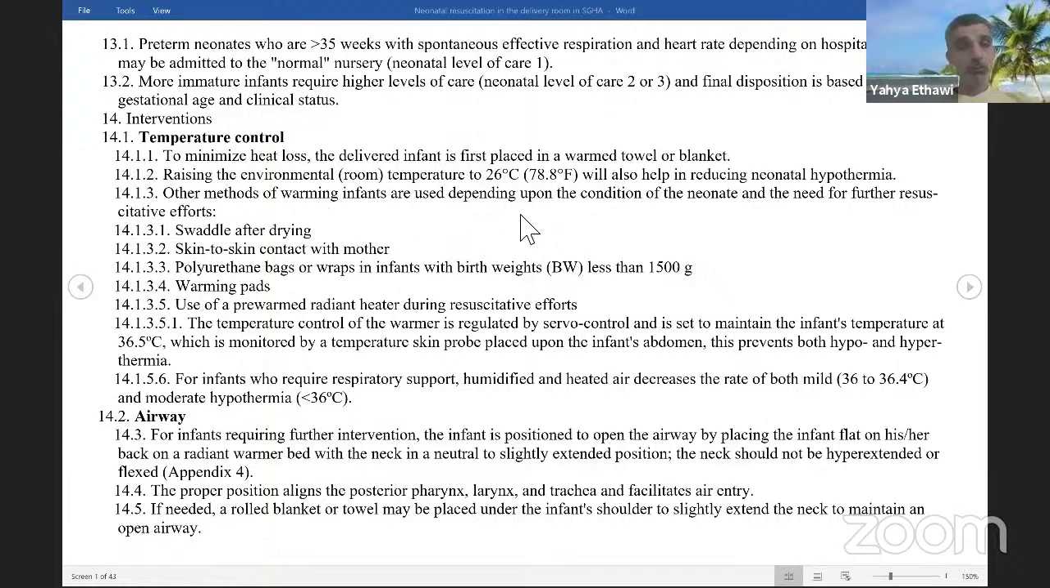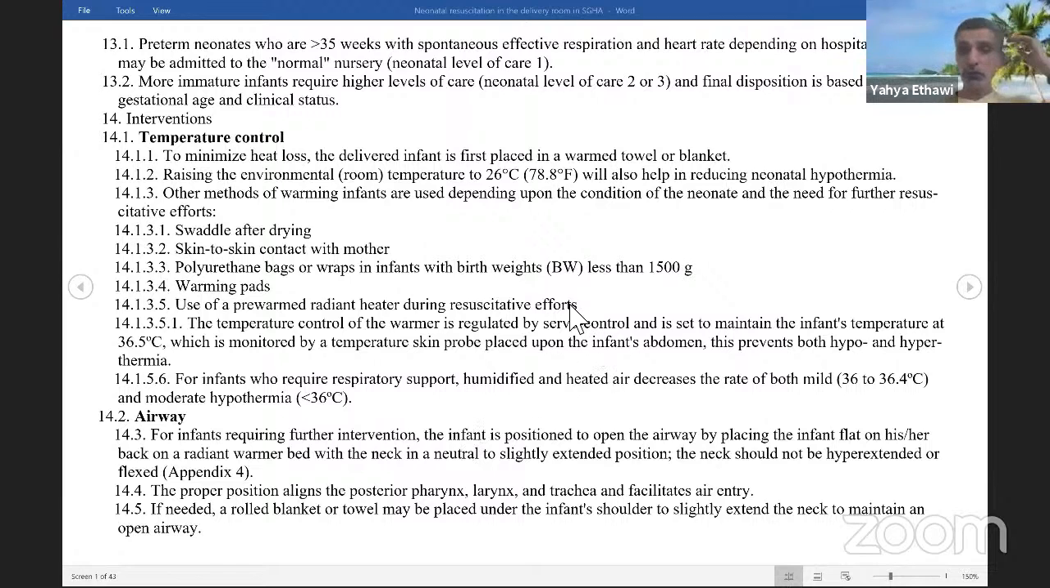So other methods of warming, there are many. Swaddling the baby after drying, skin-to-skin contact with the mother while doing, for example, delay cord clamping. Use the polyurethane bags or the plastic bag and wrap the baby, especially those below 1500 grams. We can use warming pads. We can use the radiant heater of the resuscitation to control the temperature.